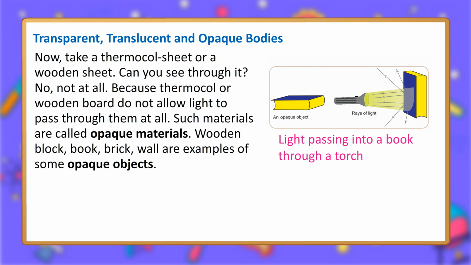Now, take a thermocol sheet or a wooden sheet. Can you see through it? No, not at all. Because thermocol or wooden board do not allow light to pass through them at all. Such materials are called opaque materials. Wooden block, book, brick, wall are examples of some opaque objects. Light passing into a book through a torch.